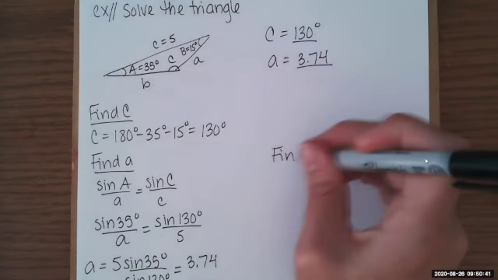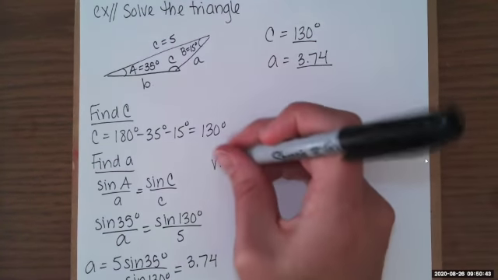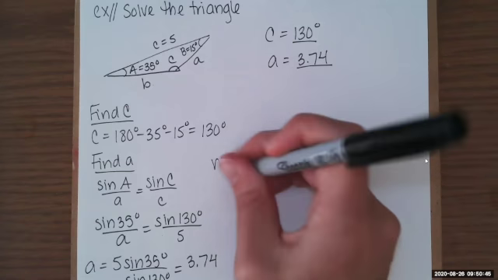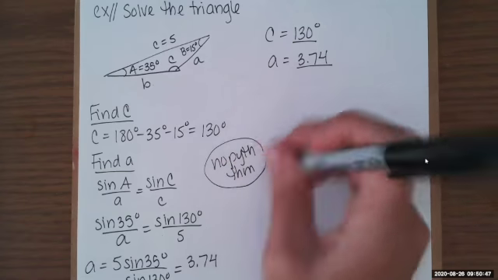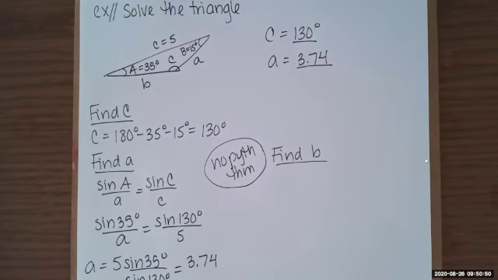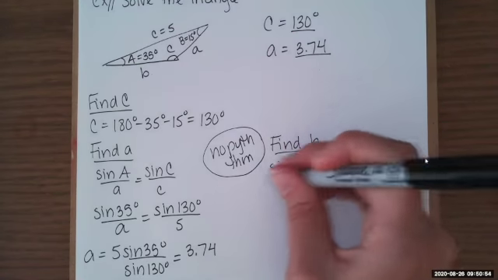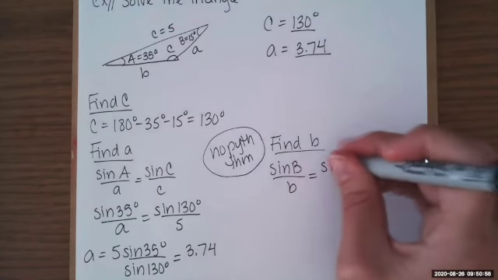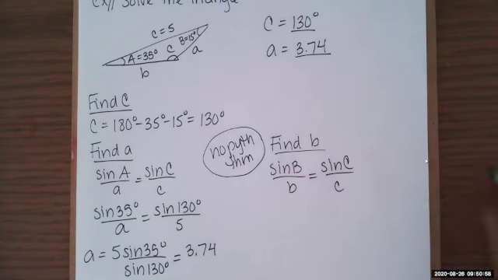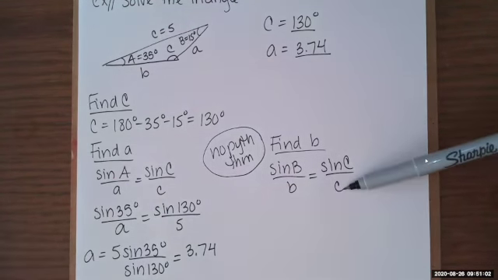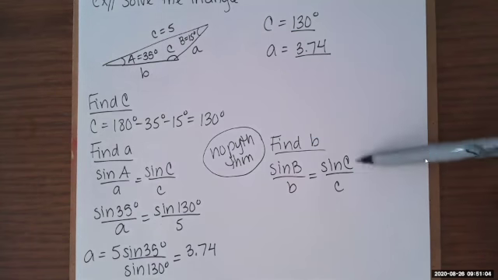Last one, let's find side B. And again, remember, you cannot use Pythagorean theorem on oblique triangles. Pythagorean theorem only applies to right triangles. So to find side B, I'm going to set up sine of B over little b is equal to sine of C over C. Now at this point, since we do know A, you could set up sine of A over A if you wanted to, but I like to use the information given by the problem.